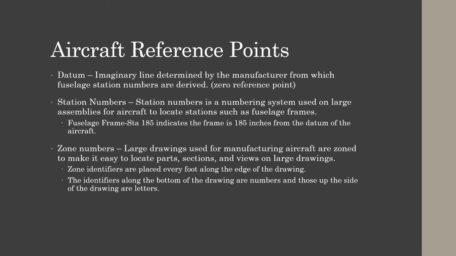Zone identifiers are placed every foot along the edge of the drawing, and the identifiers along the bottom of the drawing are numbers, and those up the side are the letters.